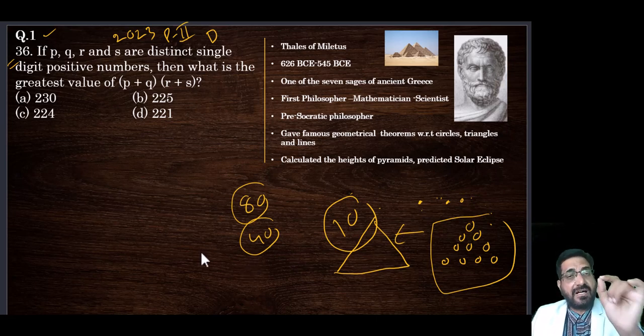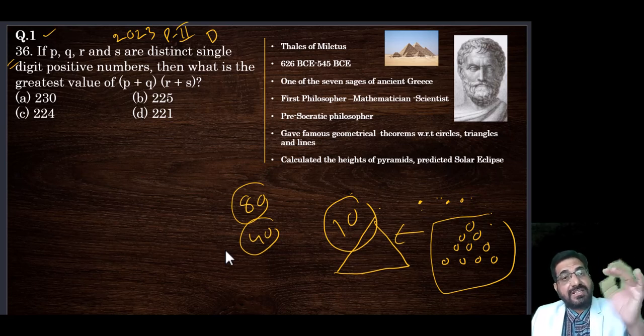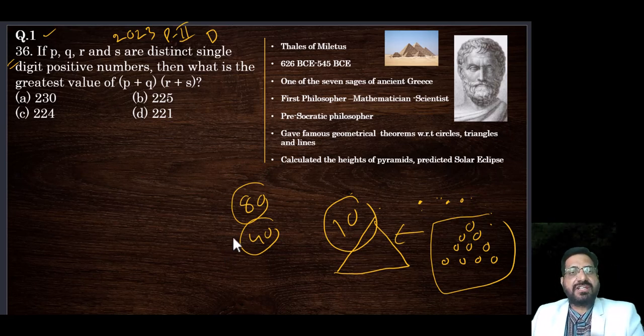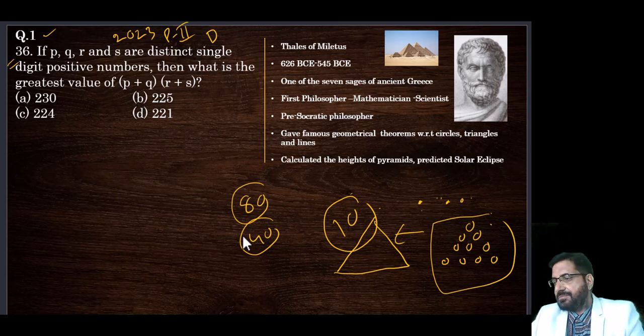If P, Q, R and S are distinct single digit positive numbers, then what is the greatest value of P plus Q, R plus R? Very simple. Let me put this question in a different manner. It involves a very wonderful, simple, basic concept of geometry. That's why I am talking about the pyramid. A pyramid has a square base.